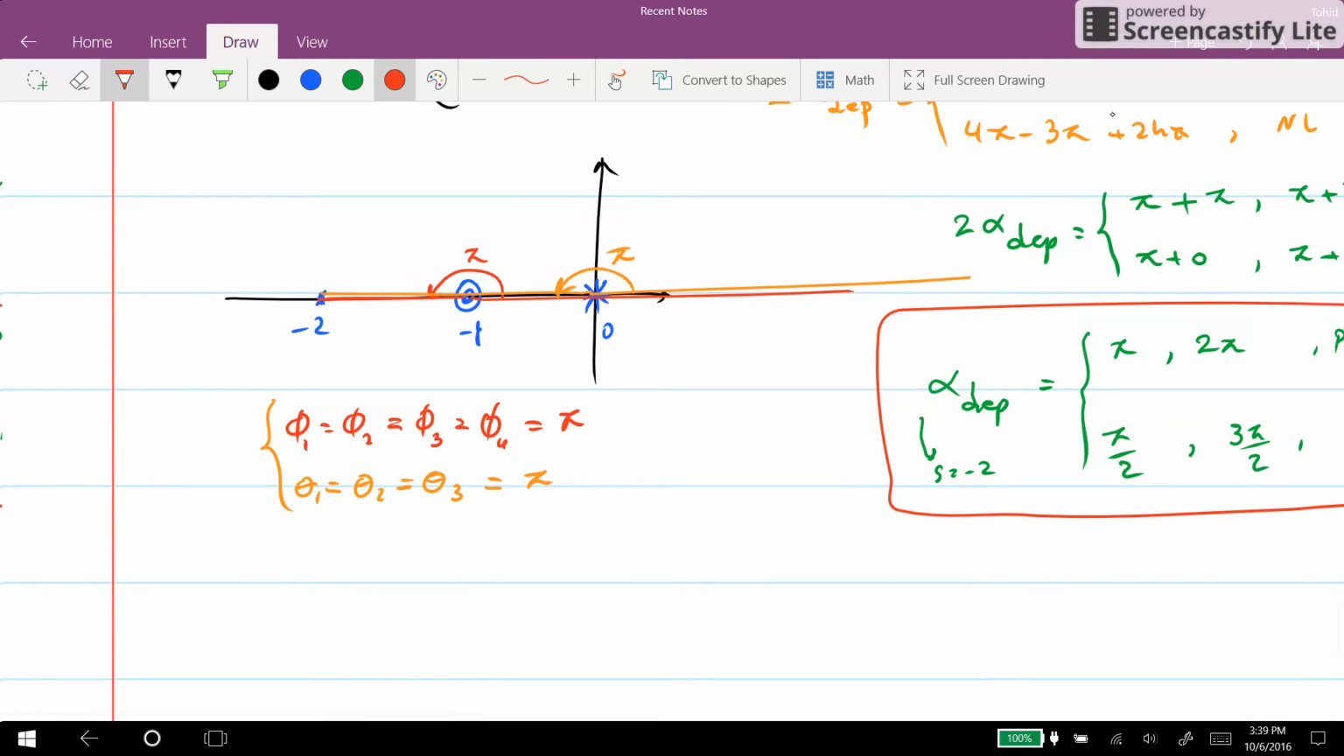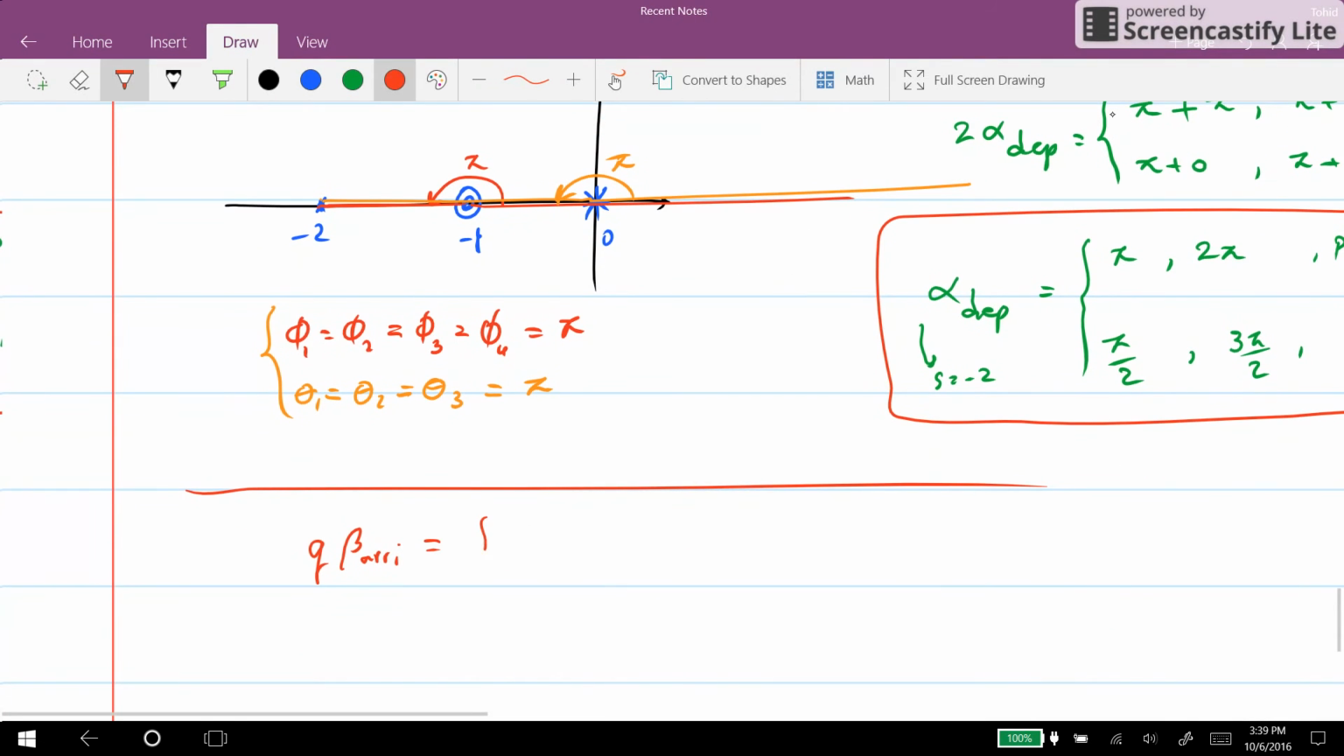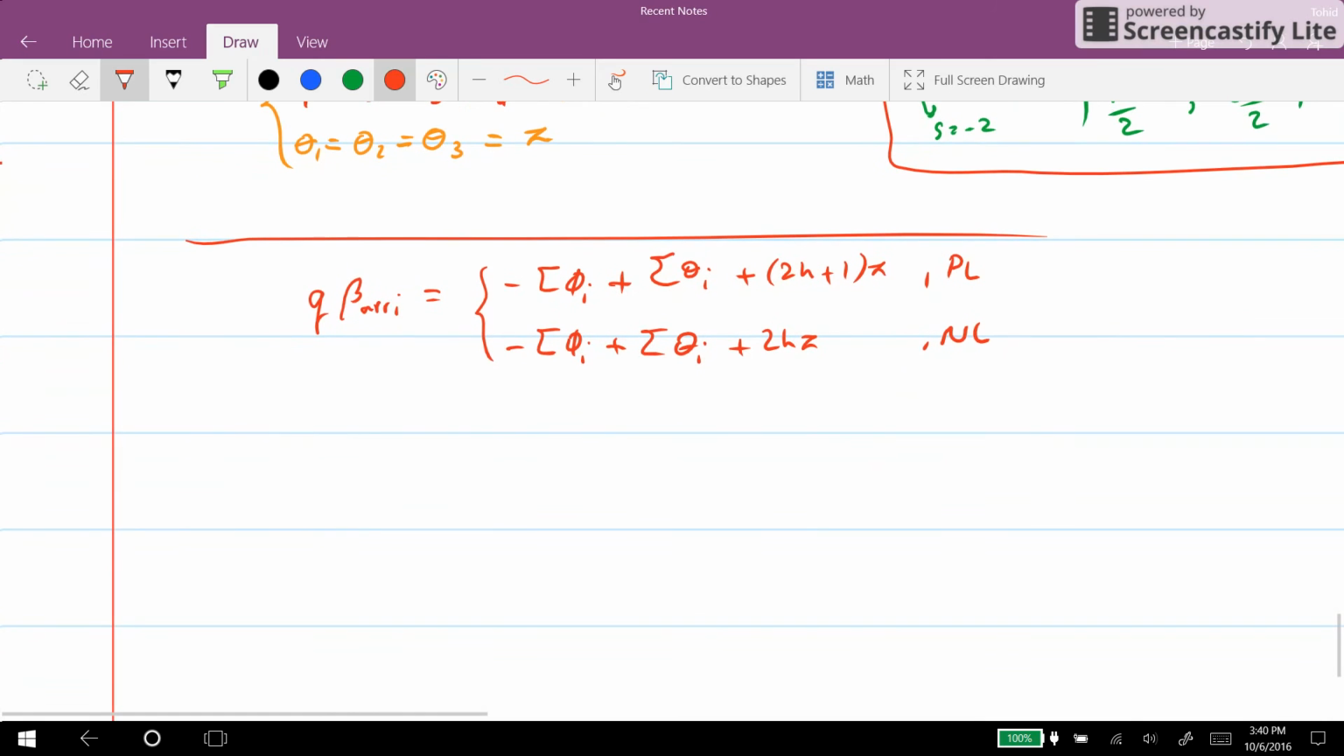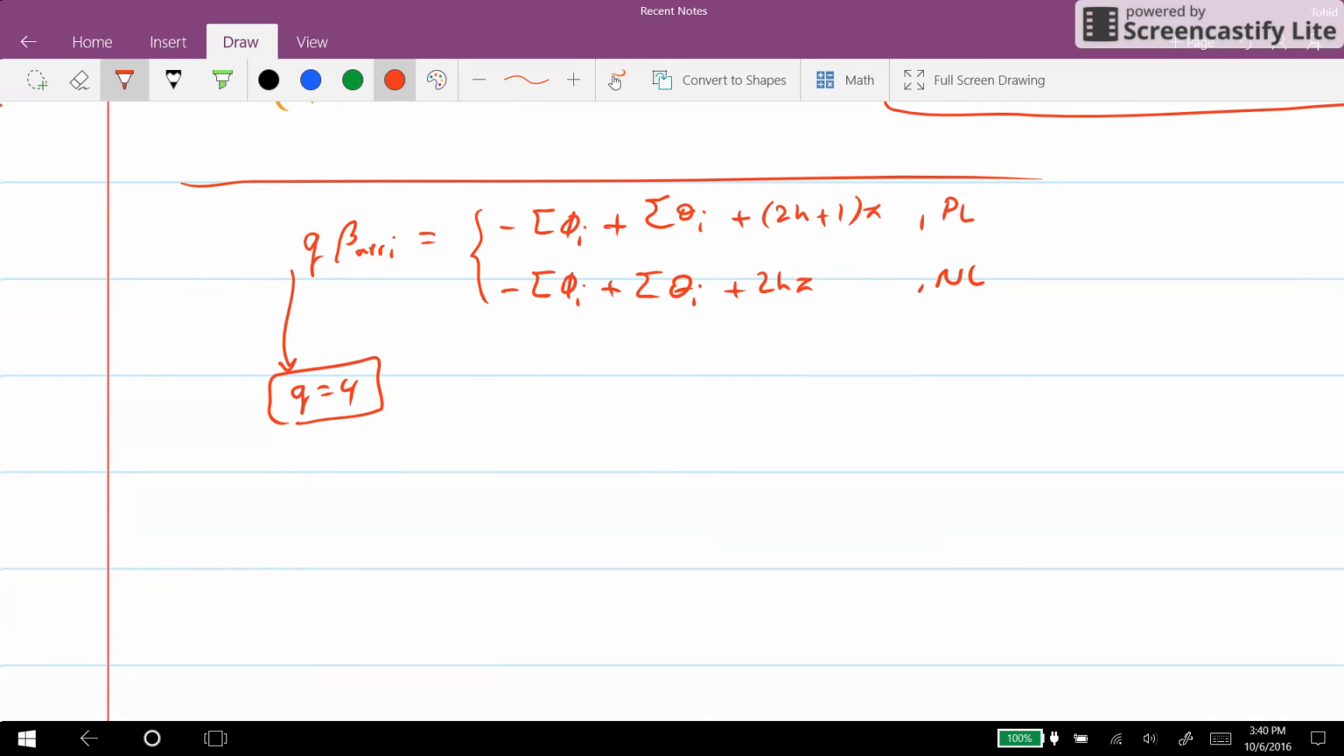Now we just need to find out the angle of arrival, q times beta arrival. We know that it's equal to minus sum of phi i's plus sum of theta i's plus (2h plus 1) times pi for the positive locus, and the same thing plus 2h pi for the negative locus. We have all the zeros at -1. We have 4 zeros indeed over there, so q is equal to 4. And let's see what do we have for the phi i's and theta i's.